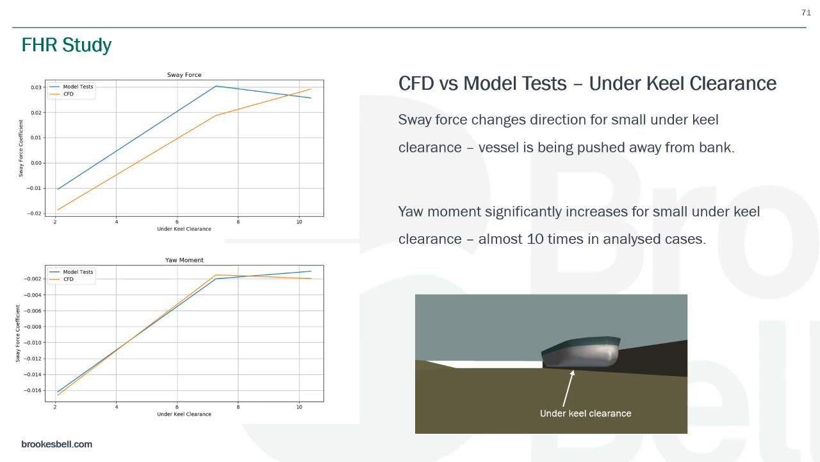So we can get an idea of what we would expect from these model tests, and we can see that as we decrease your under keel clearance from 7 meters to 2 meters, you get a huge change in the actual direction of your sway force. So it's actually going from pulling it towards the bank to pushing it away from the bank. You see it's turning from positive to negative. But in the yaw moment, you get just a huge increase in the actual magnitude of your turning force.